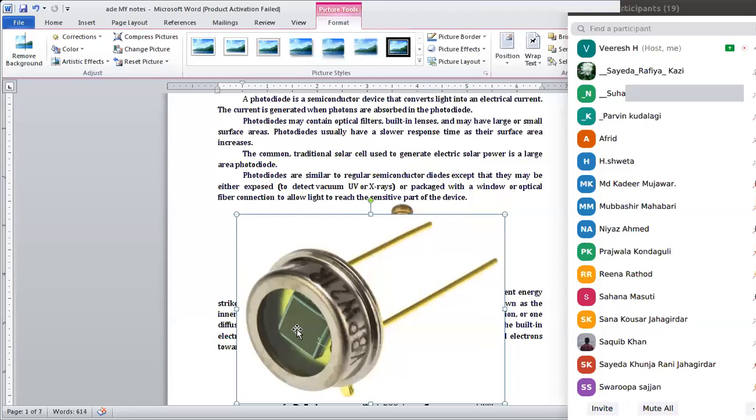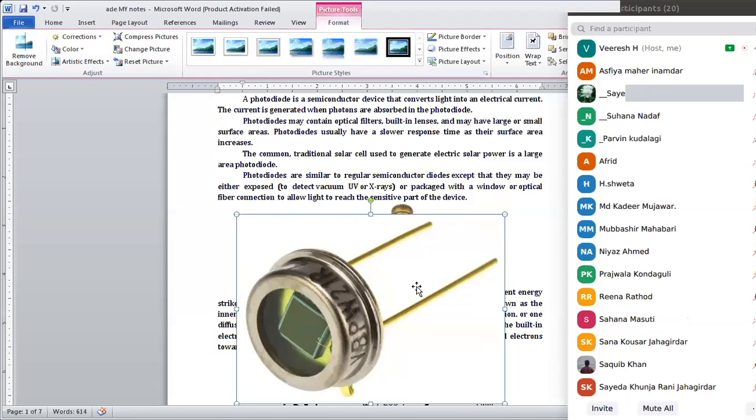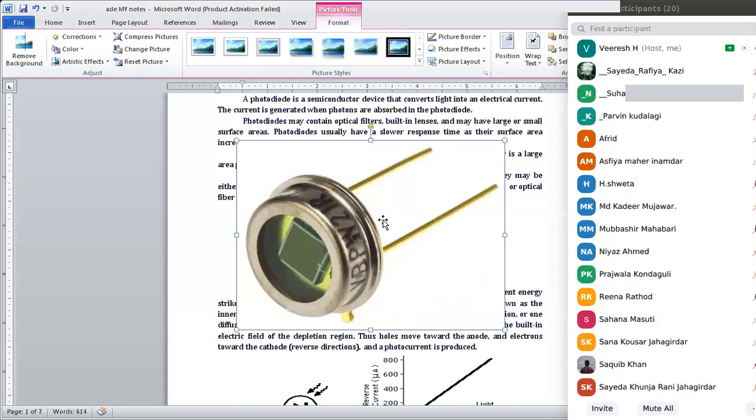Then what is this solar cell going to do? Whenever a photon, a light signal, falls upon this cell, that is going to emit the electrons. Because of that emission, the electric current is going to be produced. So this photodiode is going to convert a light signal into electrical current. A very small amount of electric current it is going to produce.